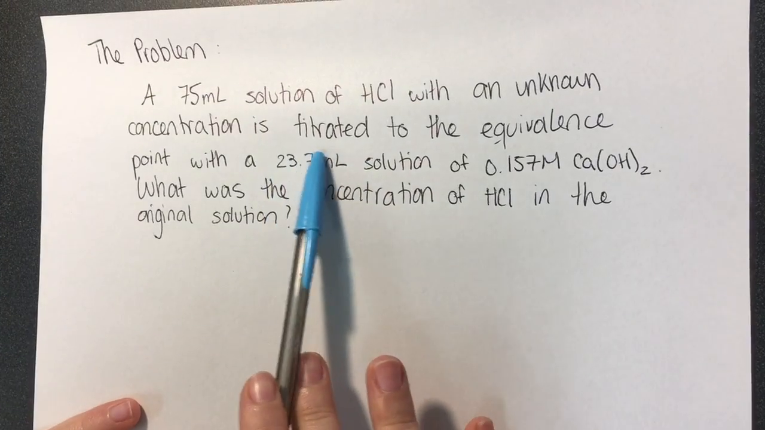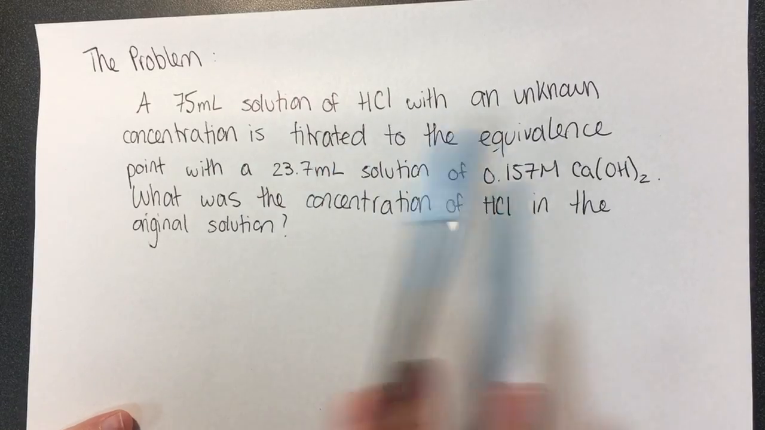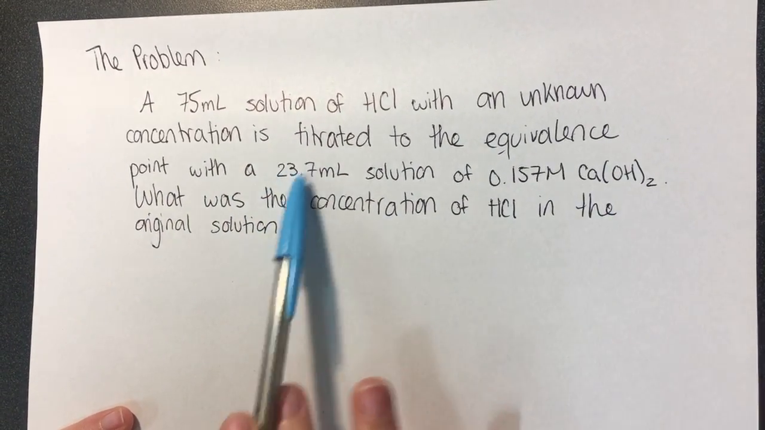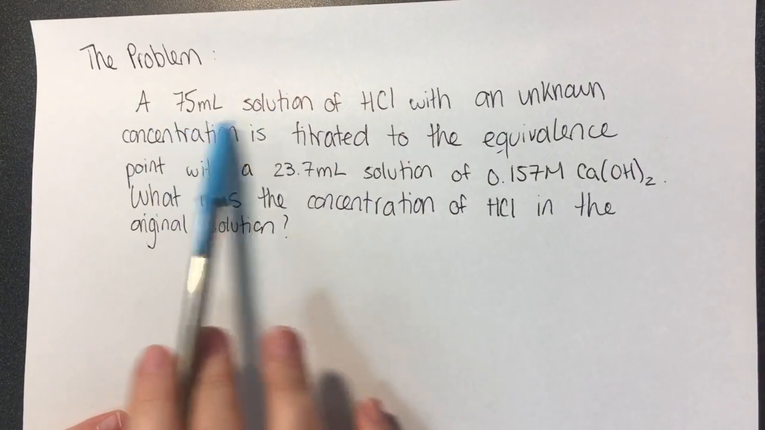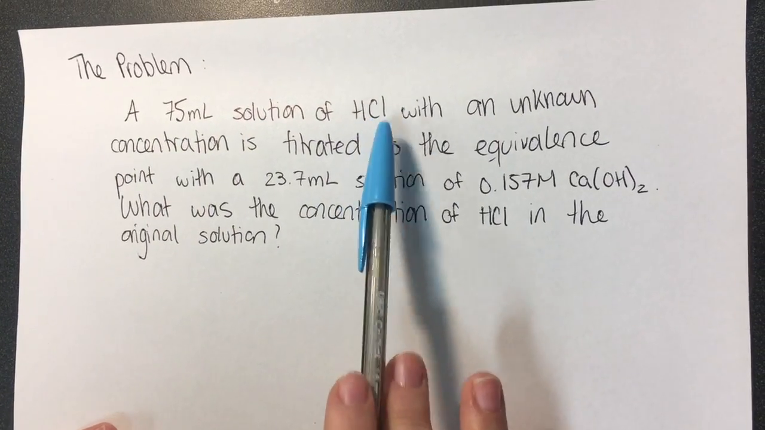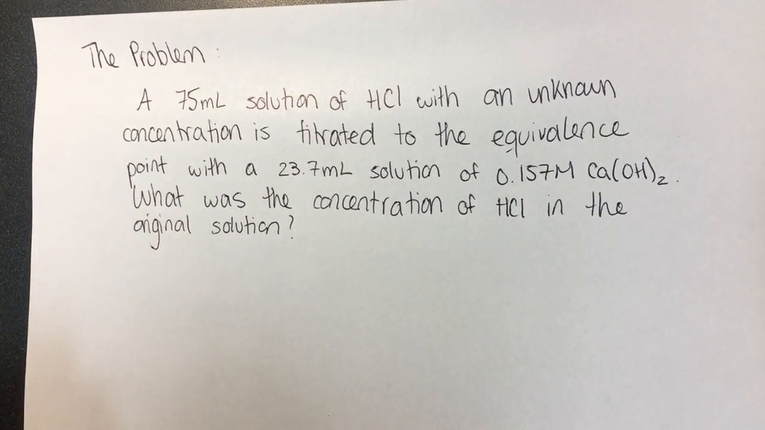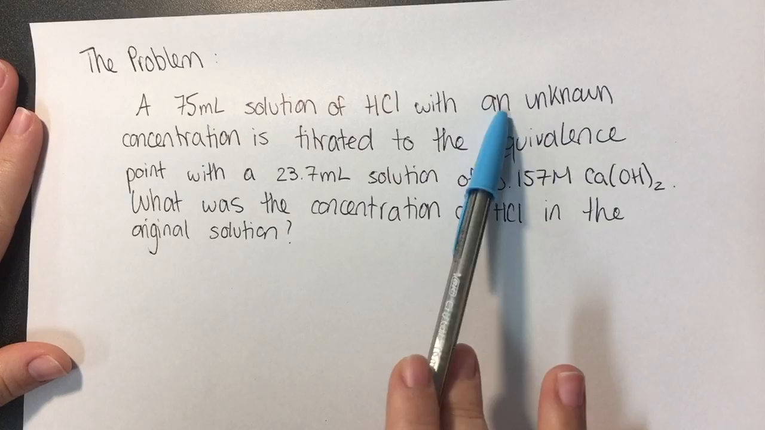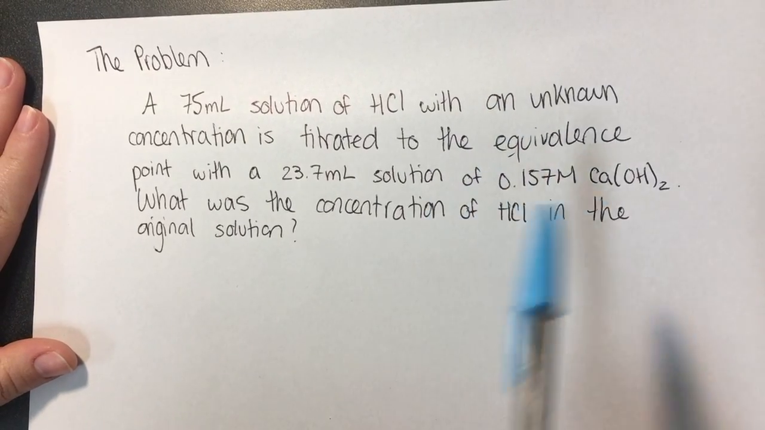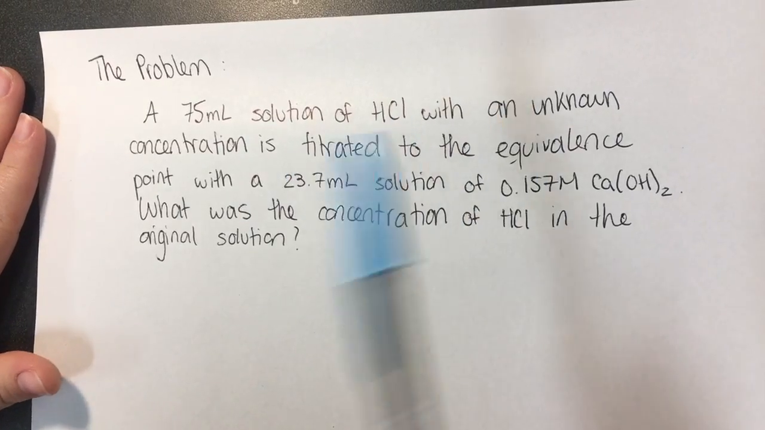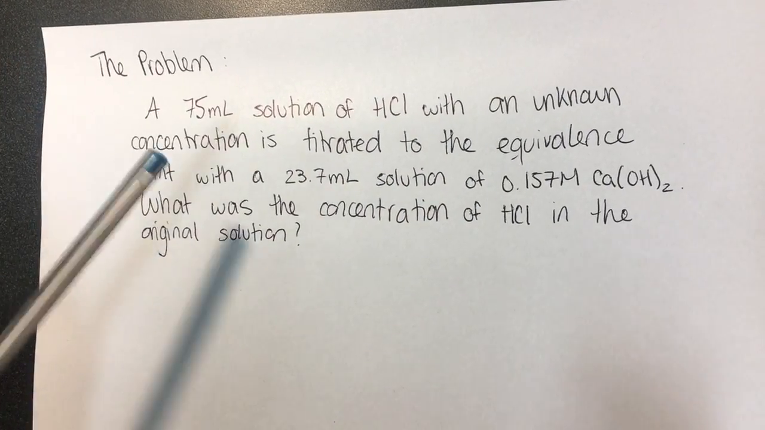The first thing we need to know is that titrated to the equivalence point just means that all of this solution is going to react perfectly with the unknown concentration of HCl, and it means that all of this will react, so we will be able to know exactly how much hydrochloric acid was originally there, so we will be able to find the concentration.